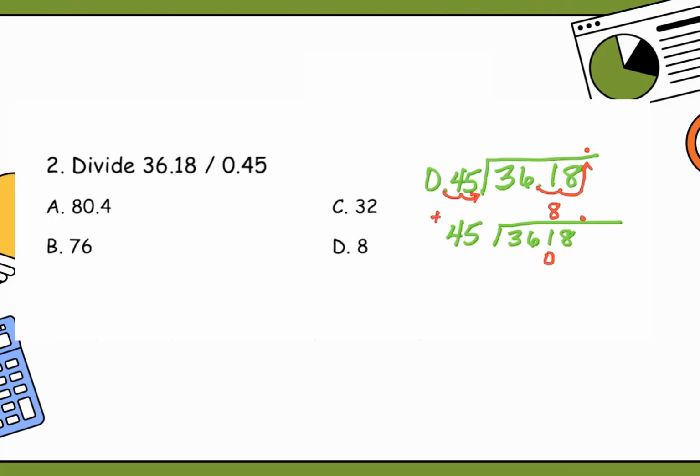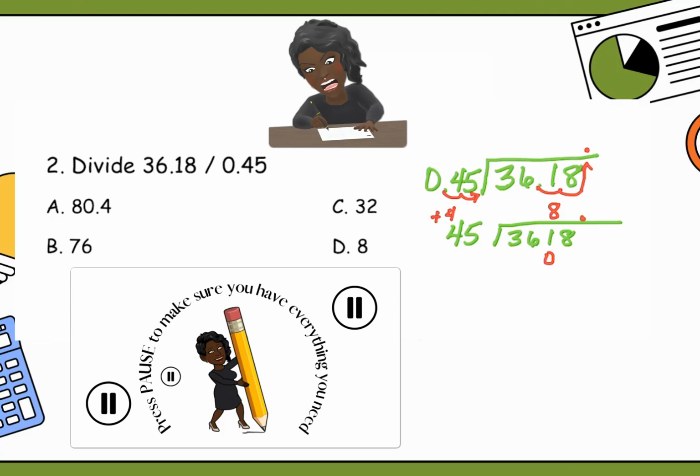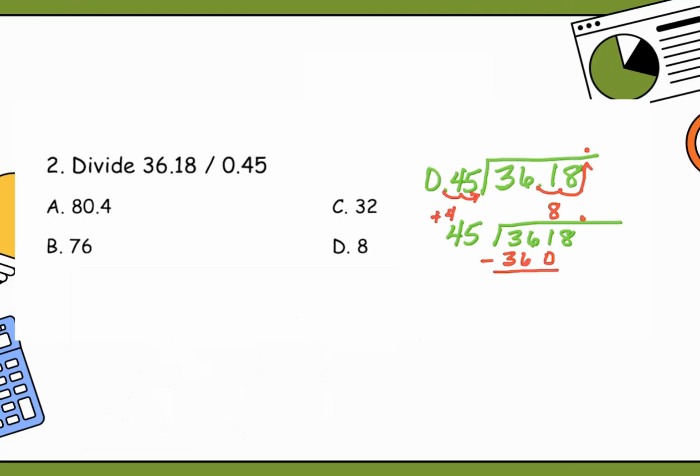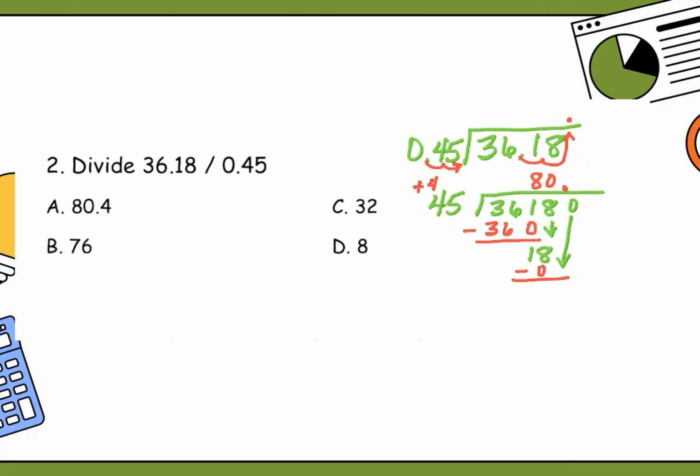So 8 times 5 is 40 plus 4. 8 times 4 is 32 plus 4, which is 36. Our next step is to subtract 361 minus 360, which is 1. And then we bring down our 8. Now if we have 18, can we take 45 away? That answer is no, so we are going to add a 0. 0 times 45 is 0. Add a 0 and bring that down for a total of 180.